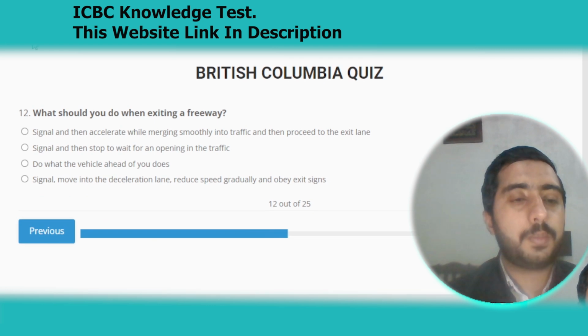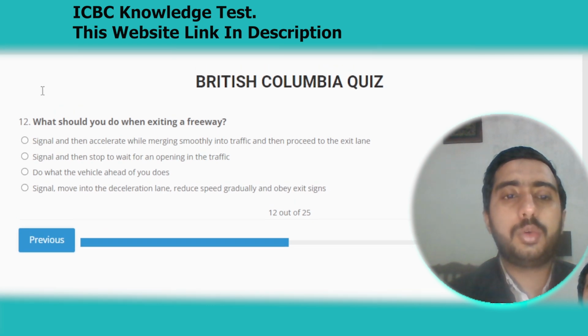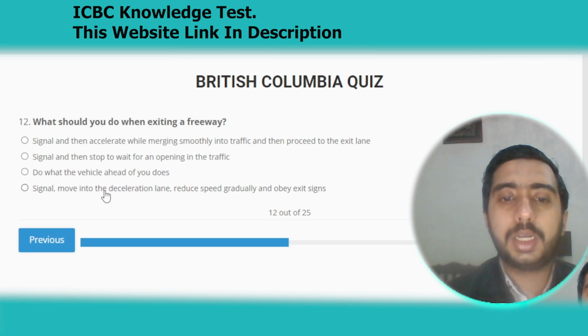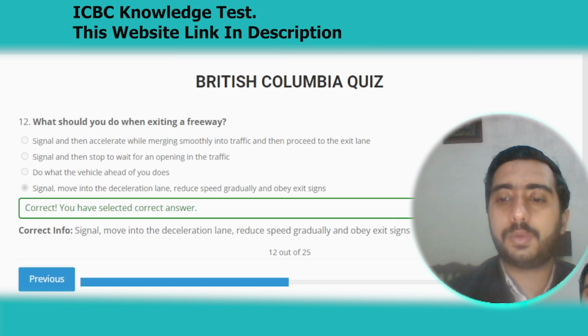Next question, question number 12. What should you do when exiting a freeway? The correct answer is signal, move into the deceleration lane, reduce speed gradually, and obey exit signs. Option D is the correct one.